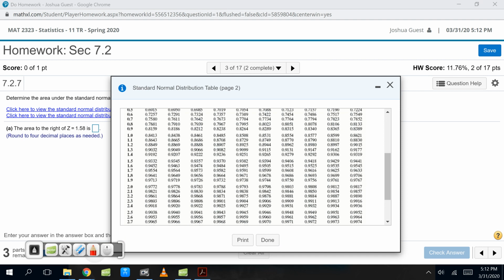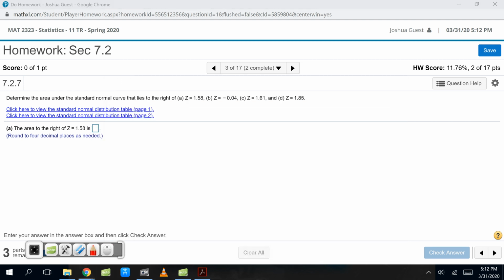So 1.58. Here's 1.5. 0, 1, 2, 3, 4, 5, 6, 7, 8. That number does not go in here, okay? That's to the left. You have to do 1 minus that number, remember? So 0.9429. So remember that.